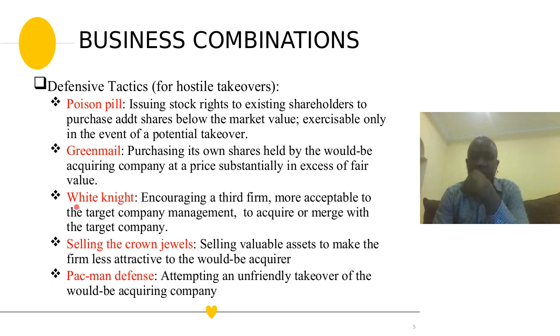Then we have number 3, which is the white knight. In the white knight, the board may encourage another company, which is more acceptable to them, to acquire or merge with them. Then we have number 4, which is selling the crown jewels.